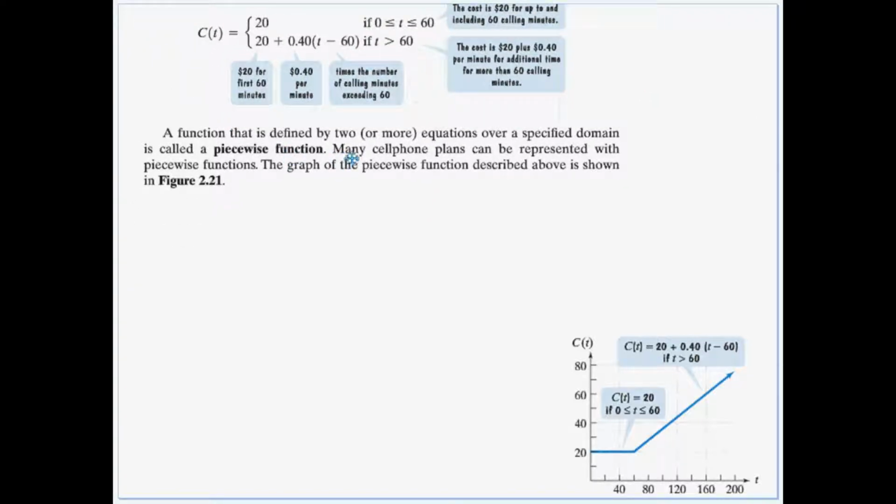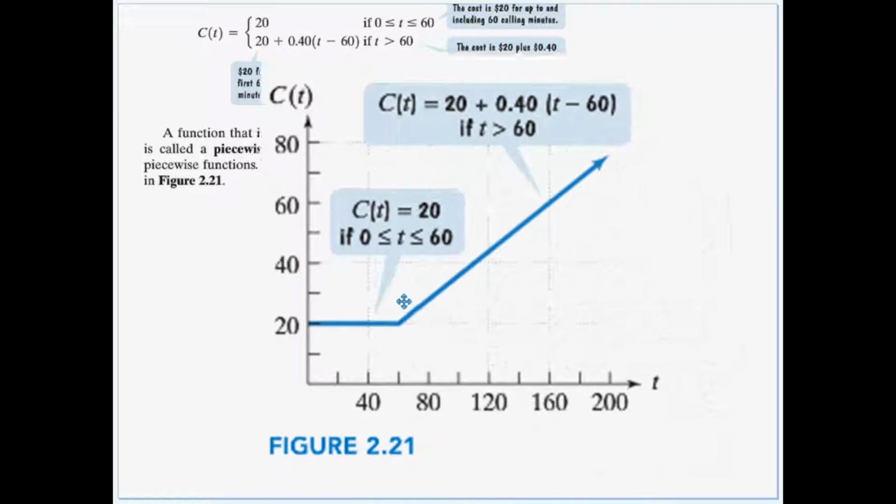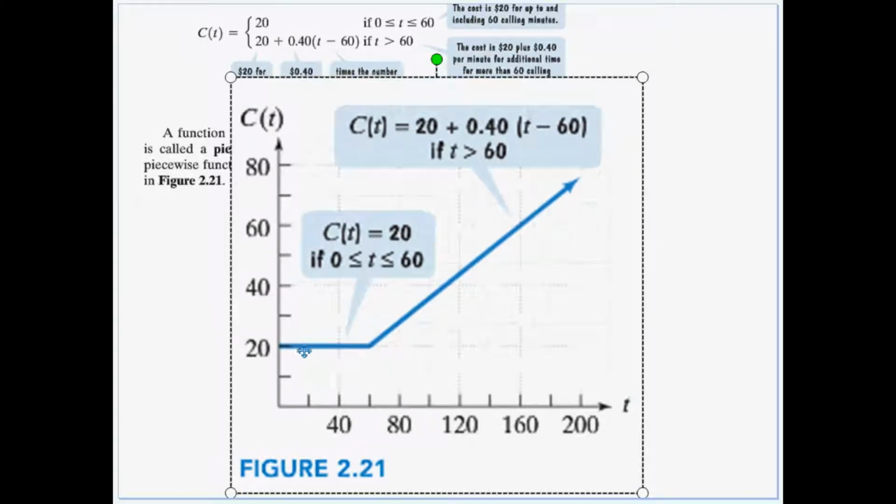A function that is defined by two or more equations over a specified domain is called a piecewise function. Many cell phone plans can be represented with piecewise functions. Here's a graph that describes the one we were just talking about. From 0 to 60 minutes, you're down here paying a flat $20 rate. After 60 minutes, you start going up on this graph. More minutes mean more cost.